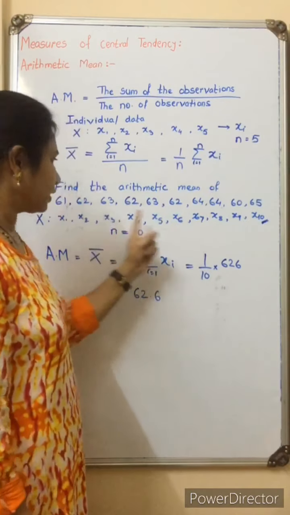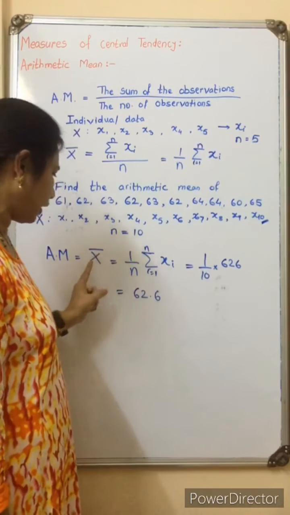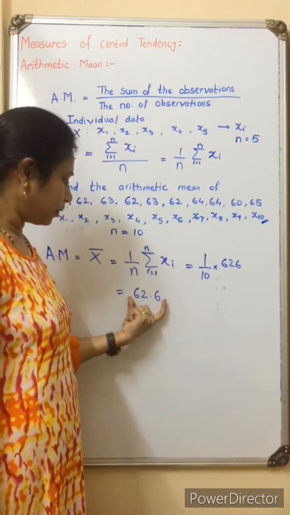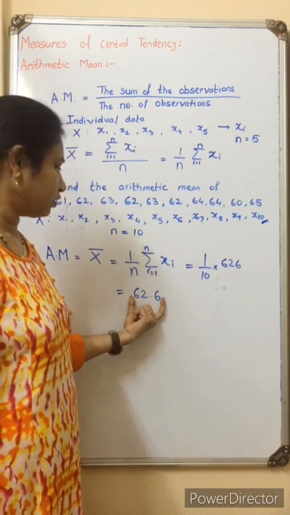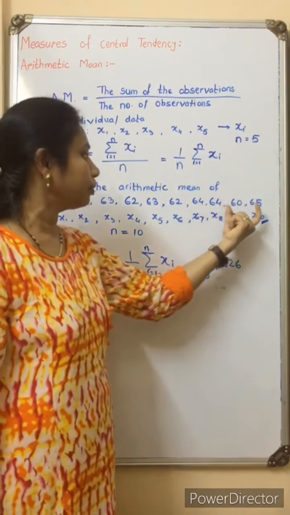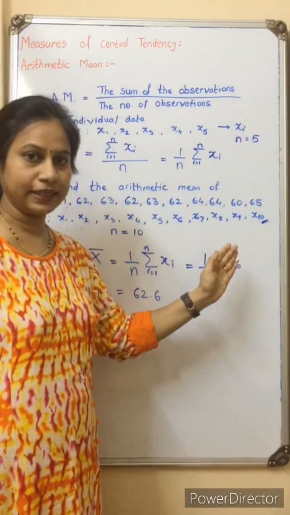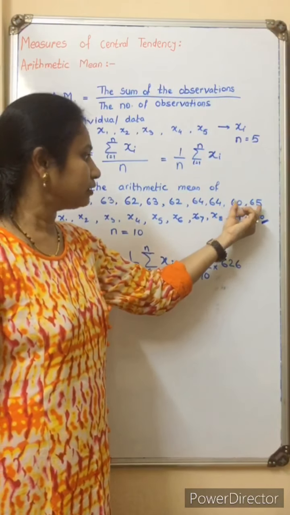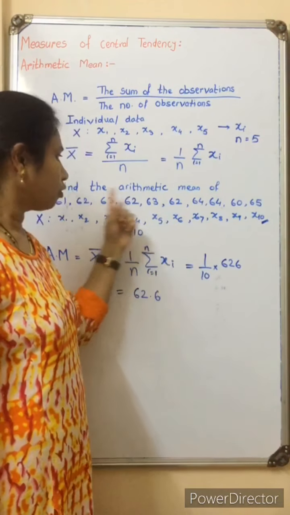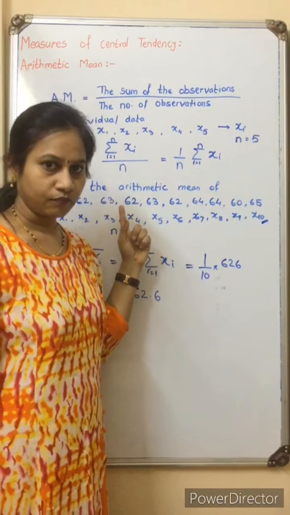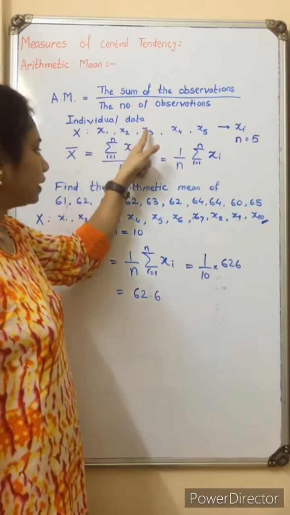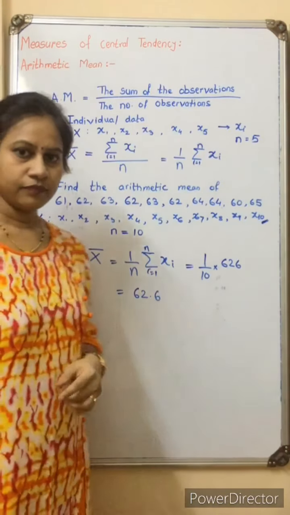For this data you get the arithmetic mean, x bar, as 62.6. So this is a simple way to verify whether your answer is correct or not. For the arithmetic mean, it should be in between your data, 60 to 65, and that number varies from data to data. This is all about the arithmetic mean for individual data. Thank you.